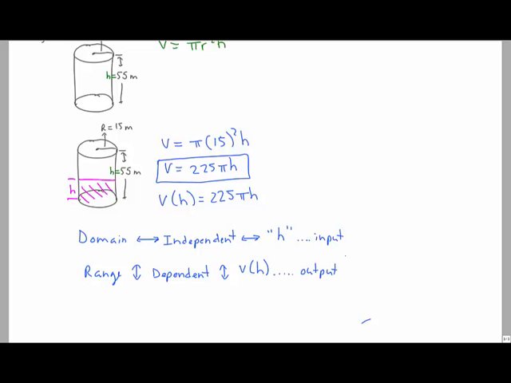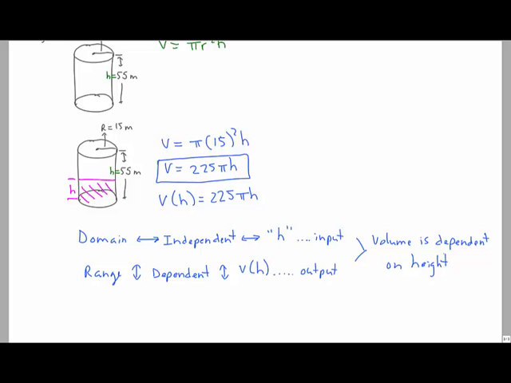So as I'm working through all of this, the conclusion I come up with is volume is dependent on the height, or how high I fill the water tank. So volume is dependent on height. So they want us to figure out a domain here.